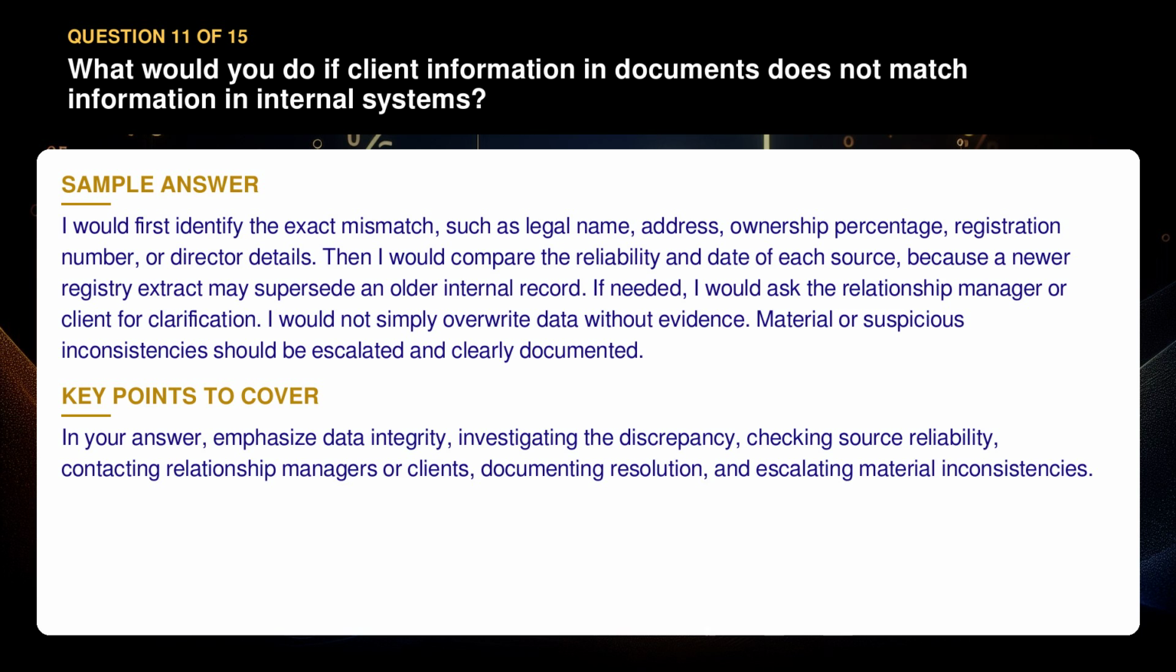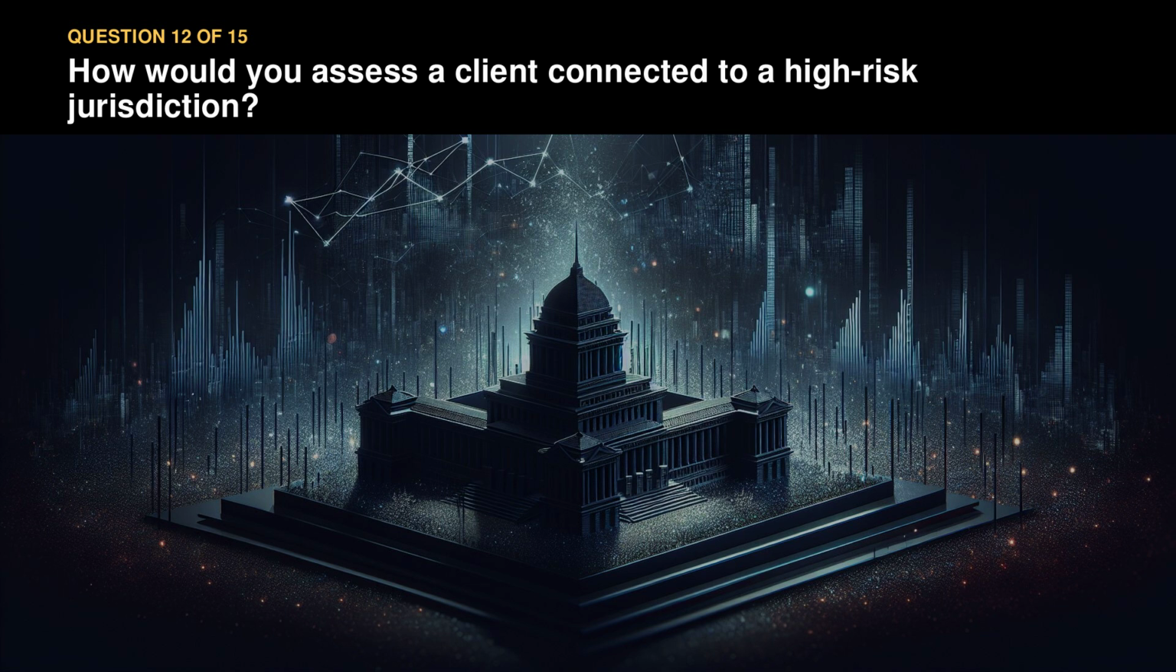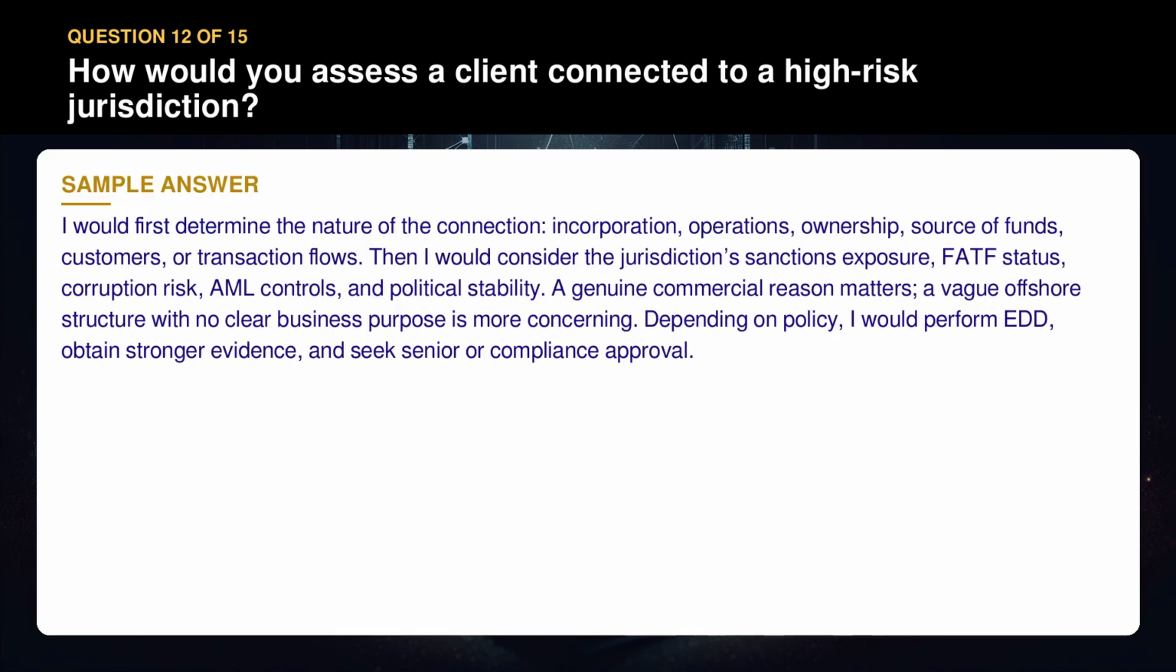In your answer, emphasize data integrity, investigating the discrepancy, checking source reliability, contacting relationship managers or clients, documenting resolution, and escalating material inconsistencies. Question 12. How would you assess a client connected to a high-risk jurisdiction? I would first determine the nature of the connection: incorporation, operations, ownership, source of funds, customers, or transaction flows. Then, I would consider the jurisdiction's sanctions exposure, FATF status, corruption risk, AML controls, and political stability.